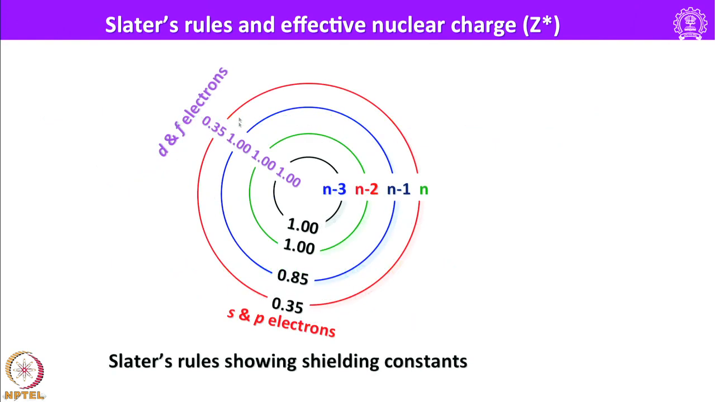So, this figure depicts Slater's rules very nicely. You can see here in case of D and F block, the electrons in the same group will contribute 0.35 and the rest of the electrons will be simply contributing 1 towards the screening, whereas in case of S and P, electrons within the same group shield to an extent of 0.35, and in case of the n minus 1 shell it is 0.85, and n minus 2 and lower it is 1.